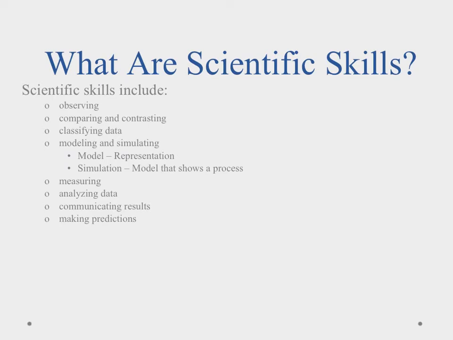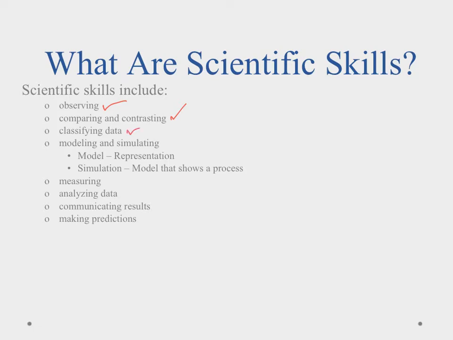So what are scientific skills? These are the skills that scientists use in order to do science according to the scientific method. First and foremost is observing. Remember, science is based on data, and data is basically our observations. So we have to be able to observe, and that's with all five senses. Scientists will compare and contrast their observations. They'll classify this, and we'll talk about that a little bit more.